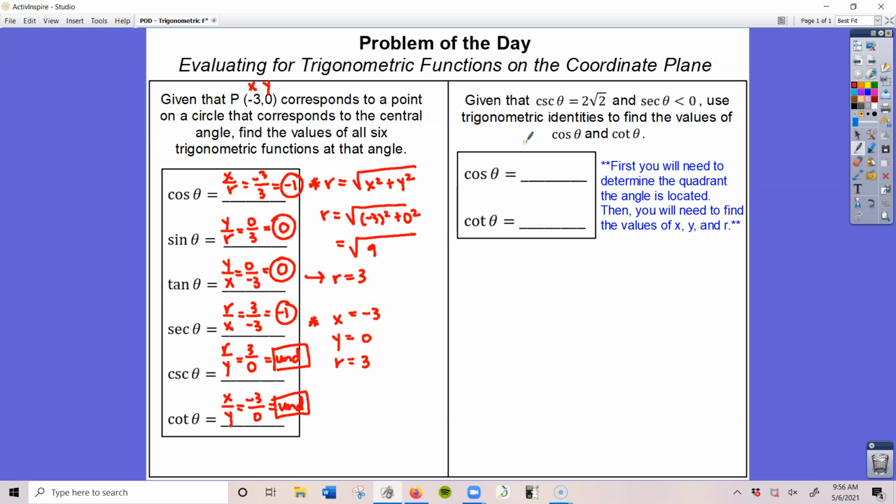Now let's look at this next question. Given that the cosecant of theta is equal to 2 square root of 2, and secant of theta is less than 0, use trigonometric identities to find the values of cosine theta and cotangent theta. So I have here a little hint for you. First, you will need to determine the quadrant the angle is located. And we do this so that we know what signs all of our values will be. Then we will find the values of x, y, and r. So let's first figure out that quadrant.